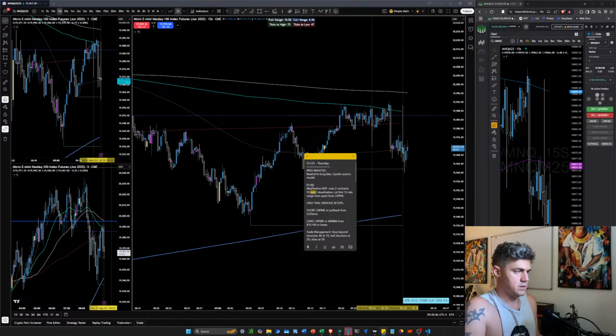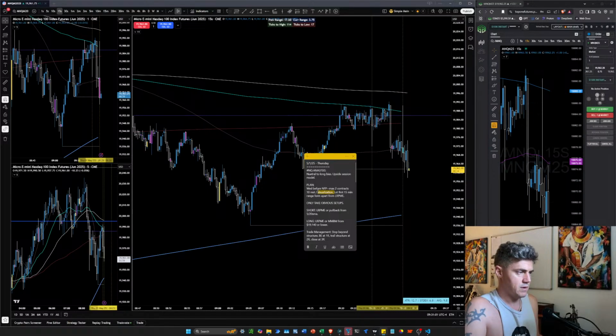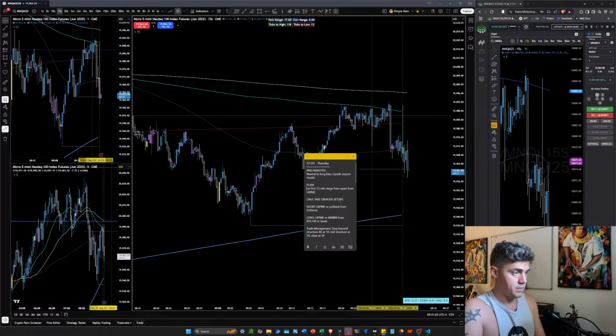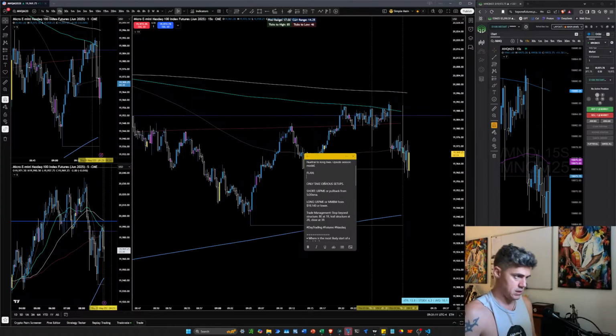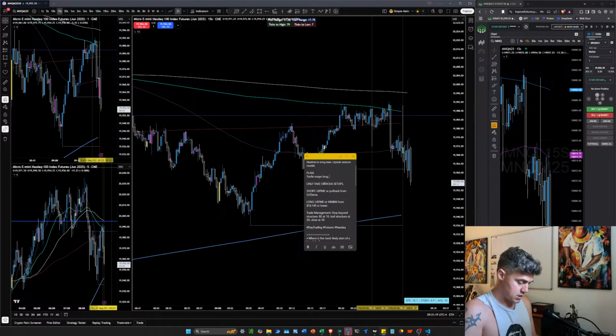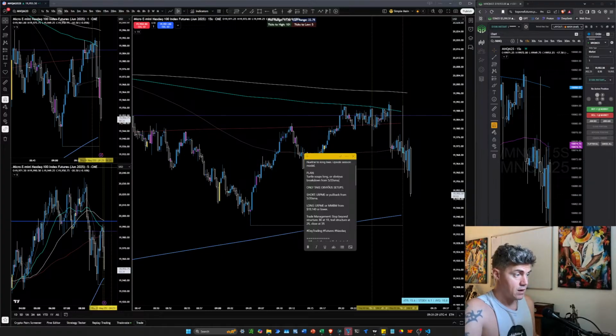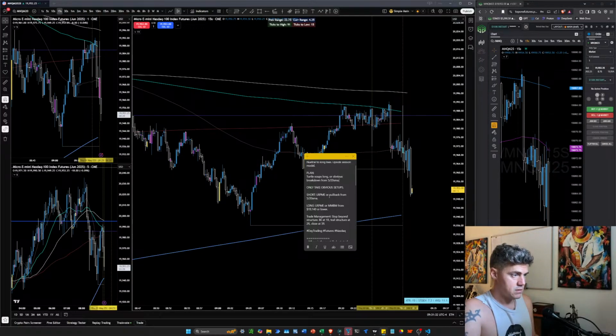All right, it's Thursday. Max kind of visualization 14. All right, I'll let the first 15 minutes open. I'm not going to do that today because I like the turtle soup. Plan is turtle soup long, or obvious breakdown from 520 SMA. Only take obvious setups.